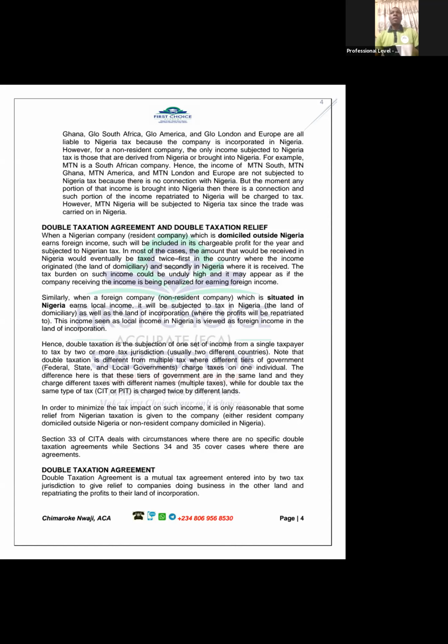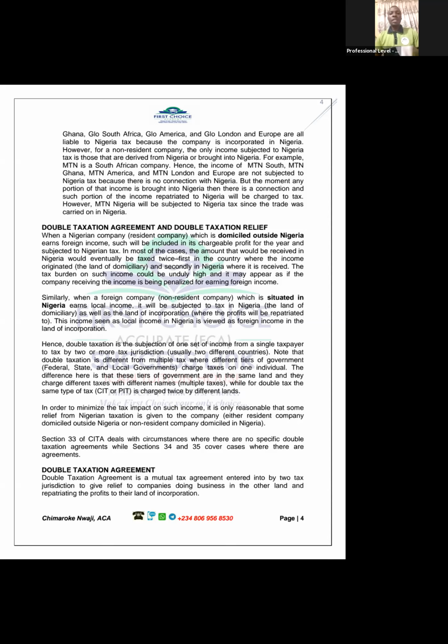Now, in Nigeria, they are going to provide relief because this is a Nigerian company. Now, what is the relief? They're going to look at the 20% of Ghana and compare it with the 30% of Nigeria. The rate is what they are looking at. 20% is smaller than 30%. And so the relief that Glo Ghana will enjoy in Nigeria will be 20% of 1 million, which is 200,000.